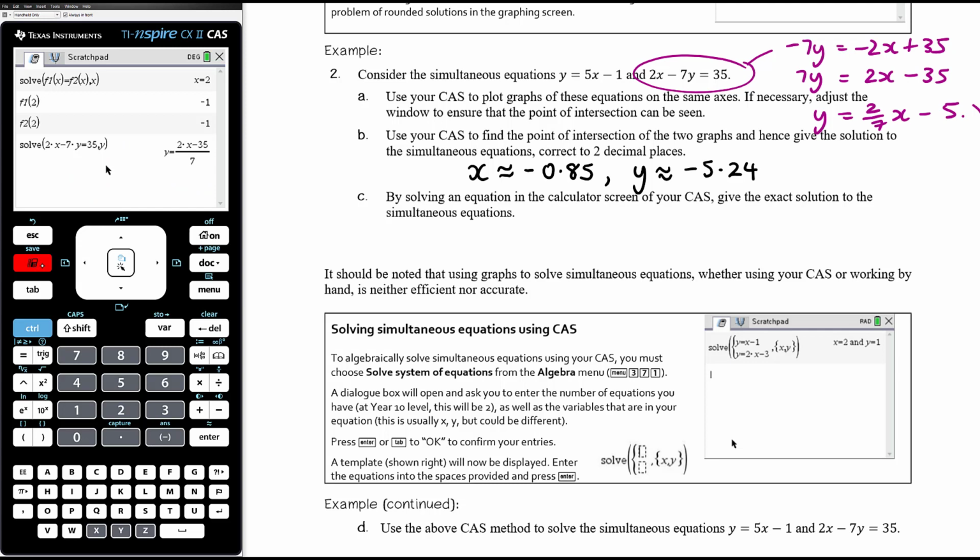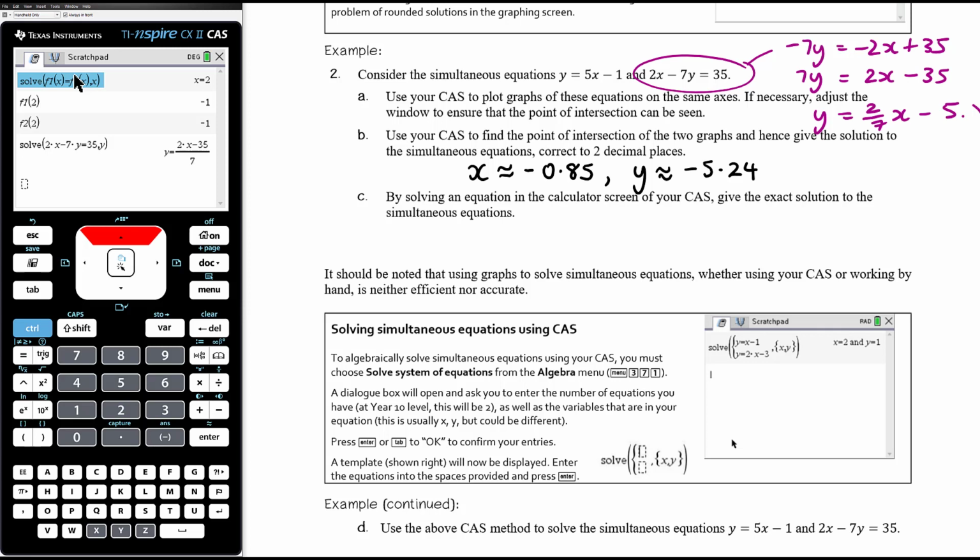So over in my calculator, I'm going to solve function 1 equal to function 2 for x. And actually, I did that previously when my function 1 and function 2 were something different. But now that they've changed, if I just scroll up here, this is exactly the line I want to enter in again.